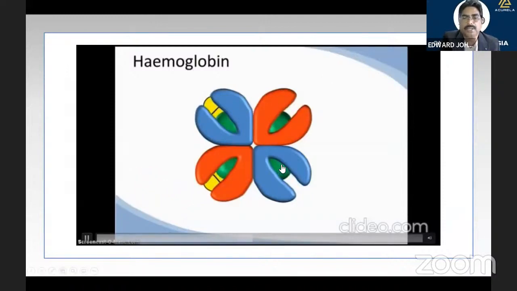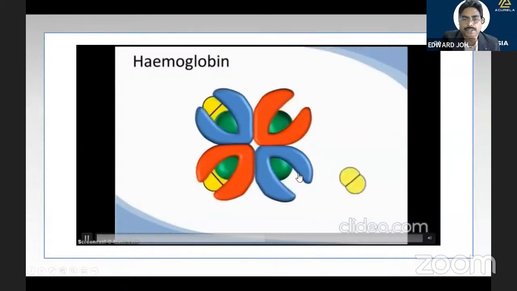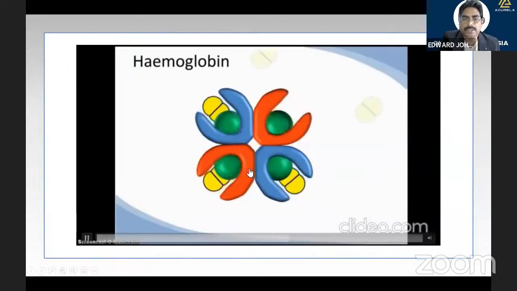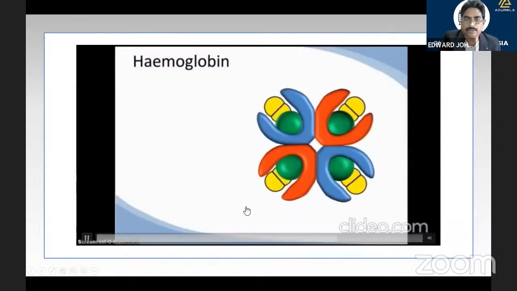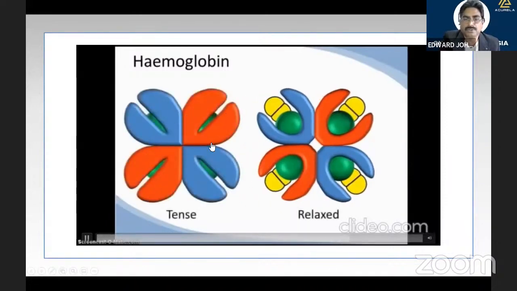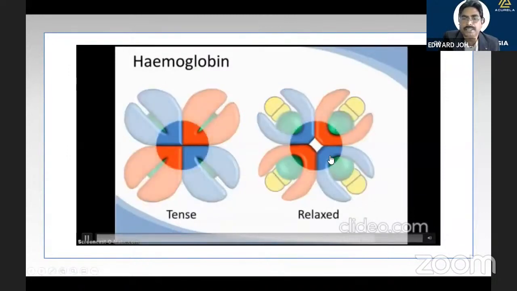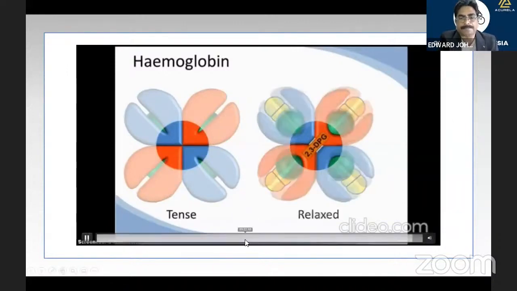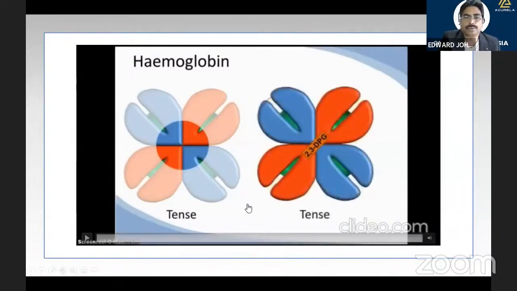Now it further alters the configuration of the hemoglobin. Then it opens up, allowing the attachment of the third molecule. And it further changes the configuration and the fourth molecule gets attached. So it is called a relaxed state, that is called the R form. The molecule without oxygen is called the tense form. Now, what happens? The 2,3-diphosphoglycerate comes in contact with this relaxed form and it causes the release of the oxygen. So this is the configurational change of the hemoglobin according to the oxygen.